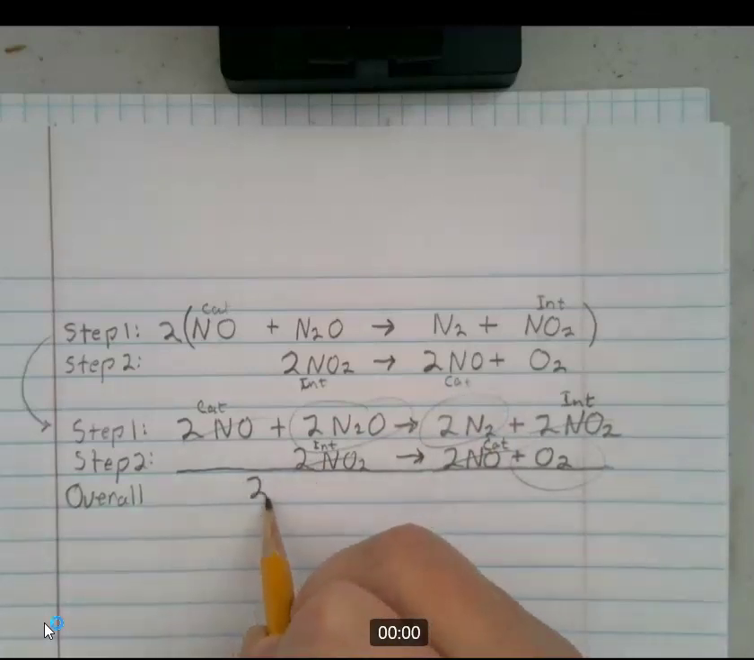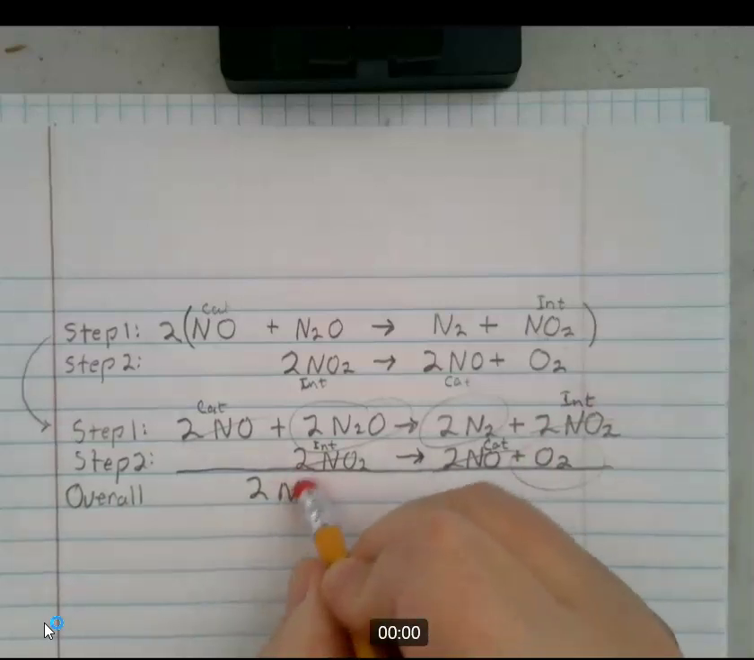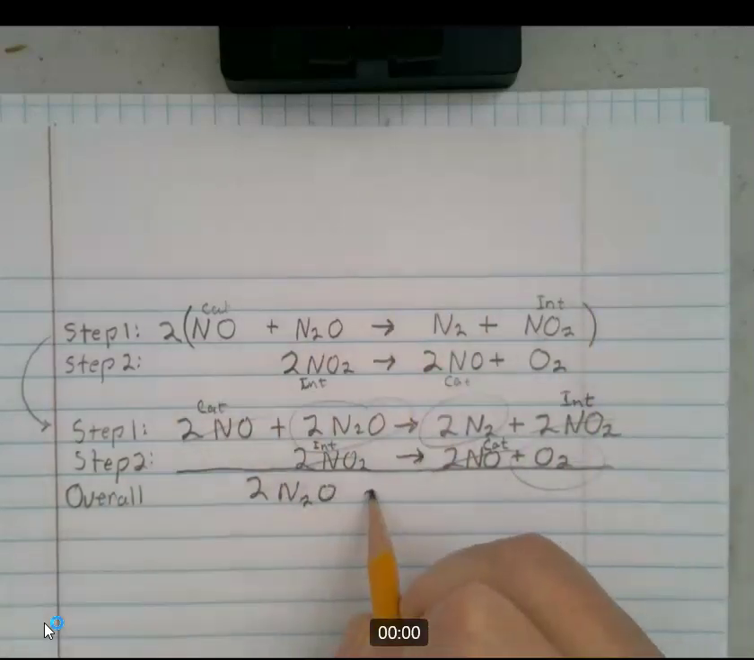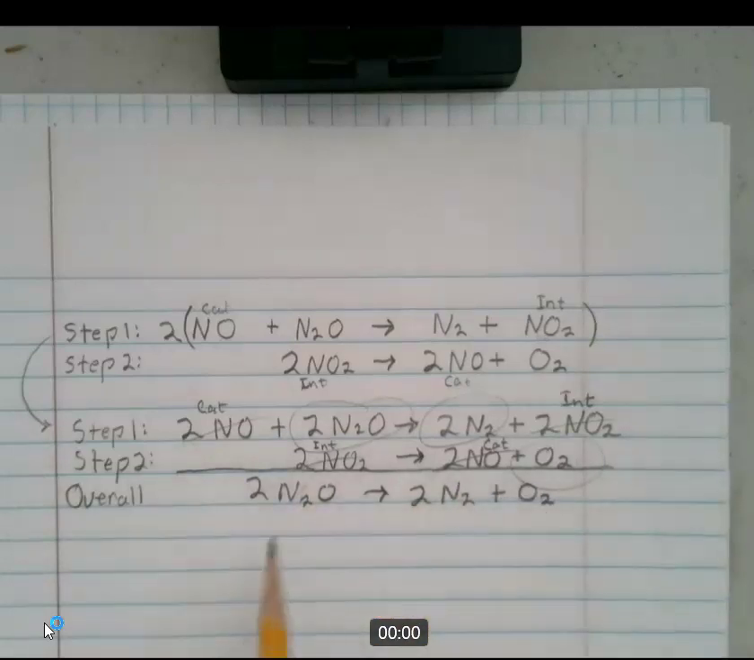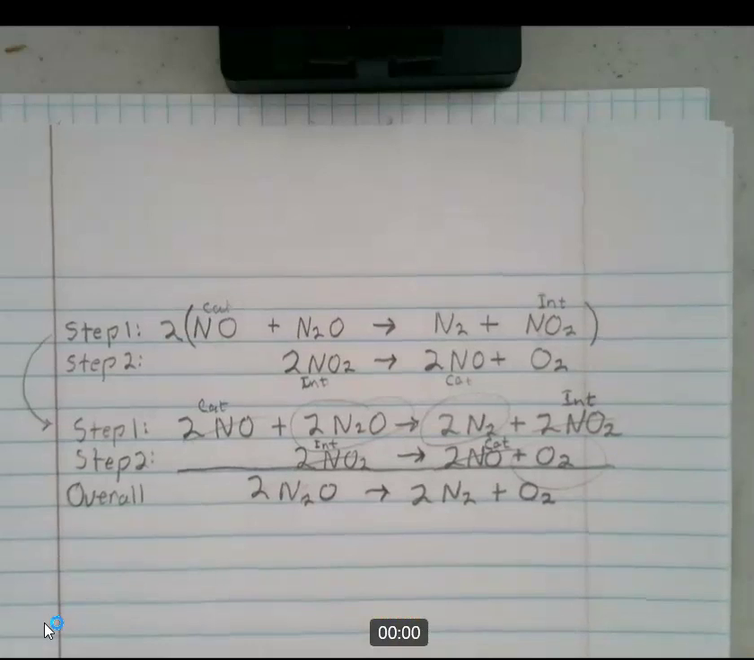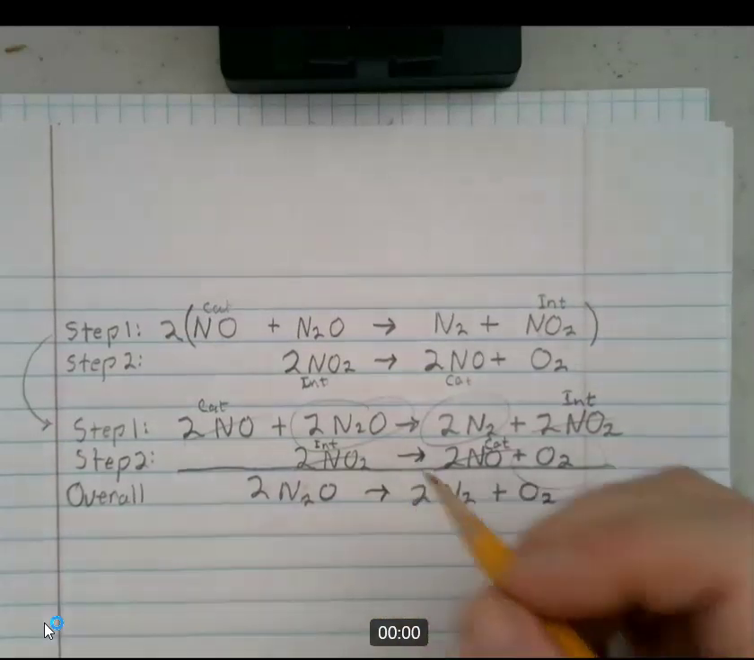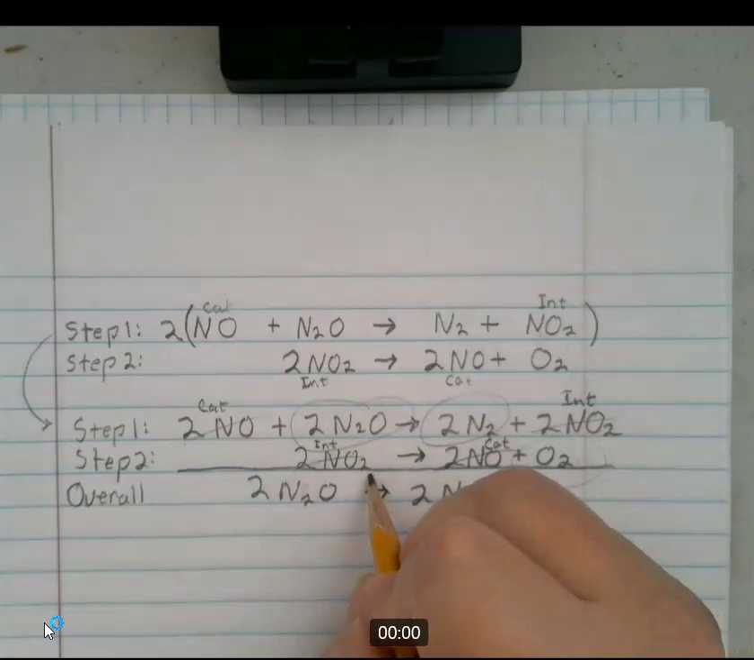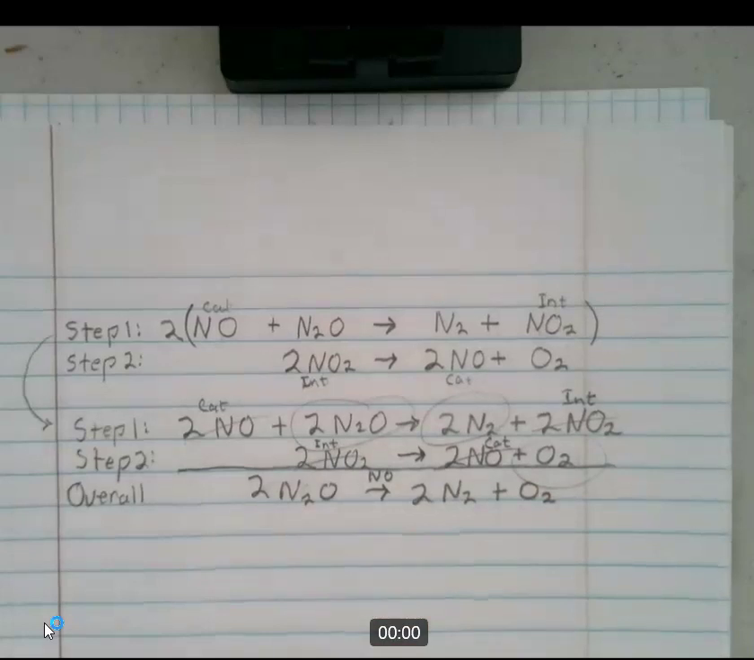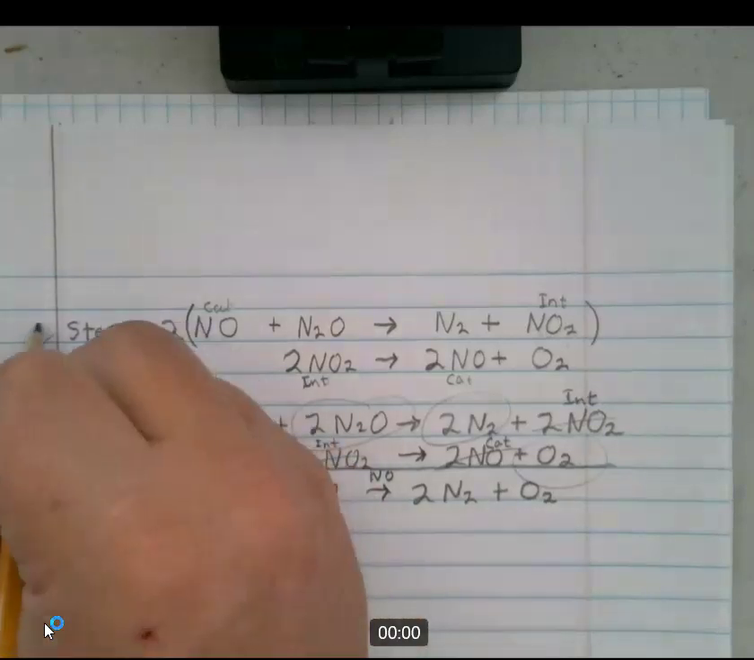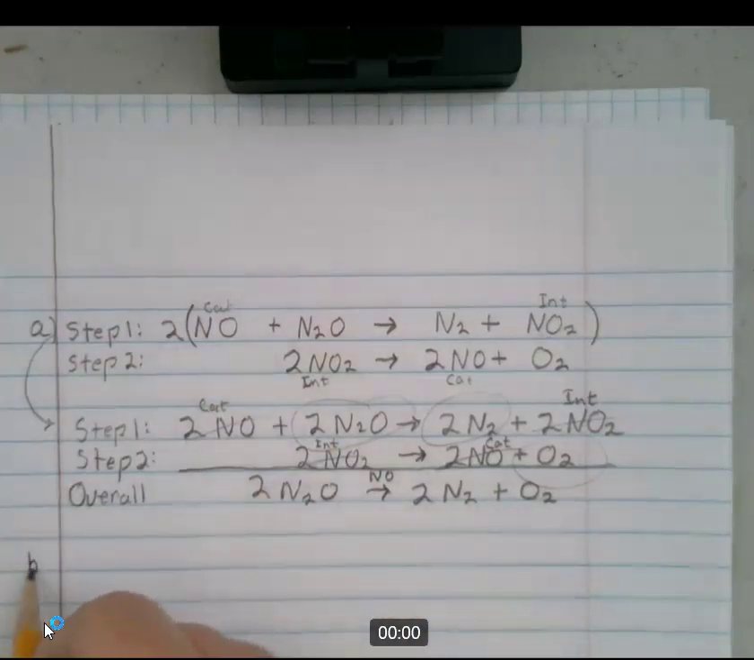So we're going to write that. And that is the overall reaction. You can see it is balanced. And if we want to write the catalyst up top, we can just write NO. You don't have to write any coefficients on it. You're just showing that it's a catalyst. Okay, that takes care of step A. We'll label that. Down to B.